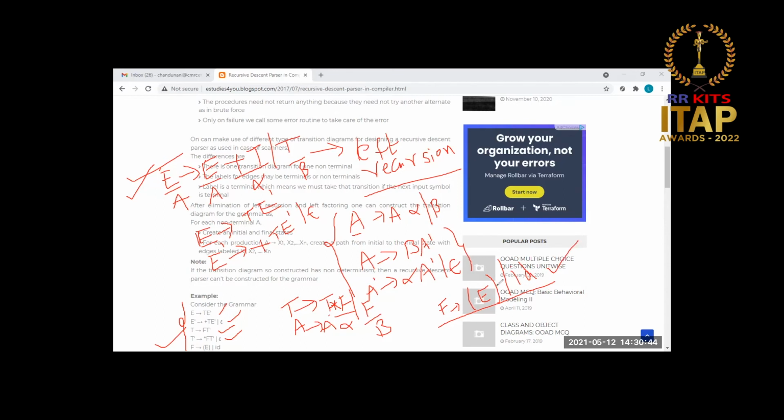Is it clear till this point? If it is clear, then we can move to how to write down the recursive procedures for the given grammar. It is also a very simple topic. Yes, is it clear? Okay.